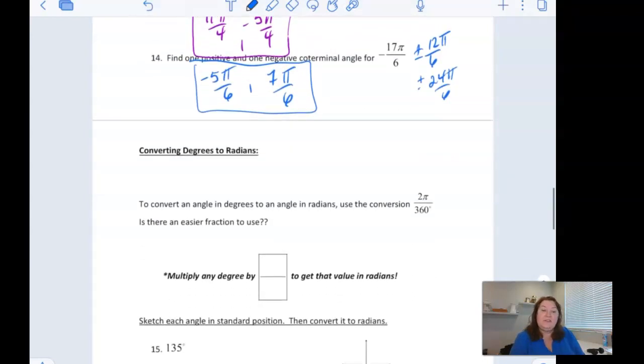All right. Visually, we can see how things work for fractions and that they're not too horrible. But if we wanted to convert back and forth, the conversion is that 2 pi is the same as 360.